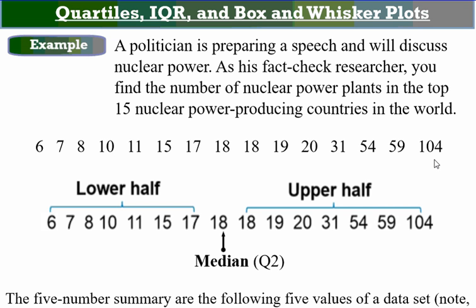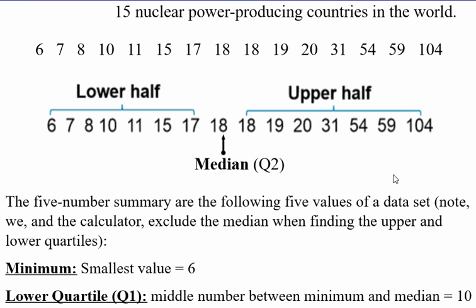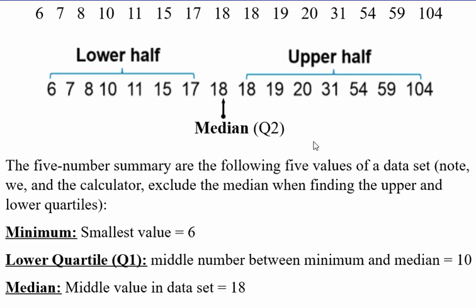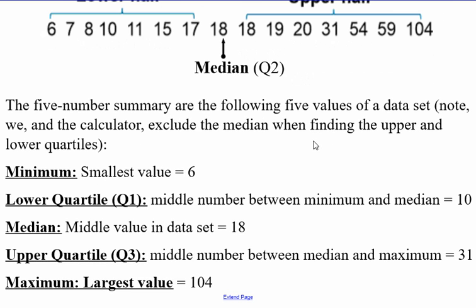You organize the data, and when you do so, it might be important to know where the middle is, and we call that the median, and then we have a lower half and the upper half. And the first thing we're going to do is calculate what's known as the 5-number summary. The 5-number summary is a list of data values that occur when you list your data from smallest to largest. It's the following 5 values of a data set. And note, in the calculator, we exclude the median when finding the upper and the lower quartiles.